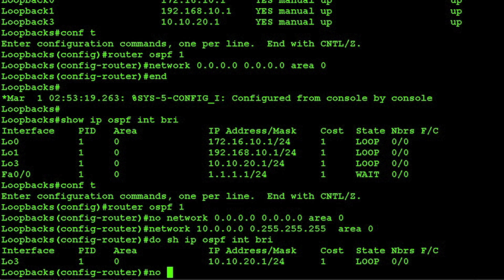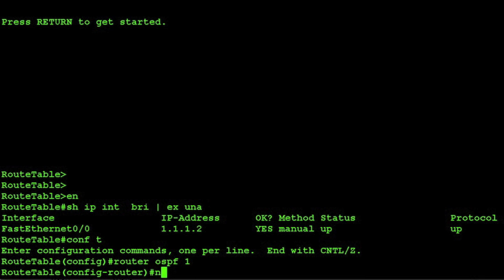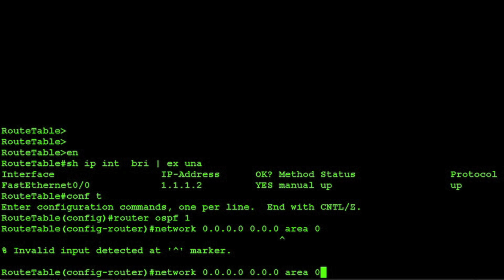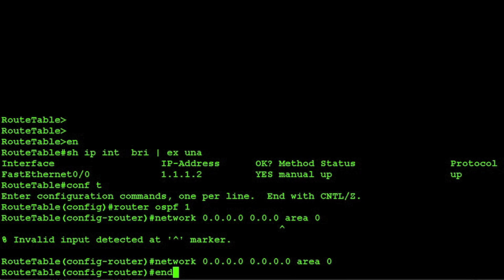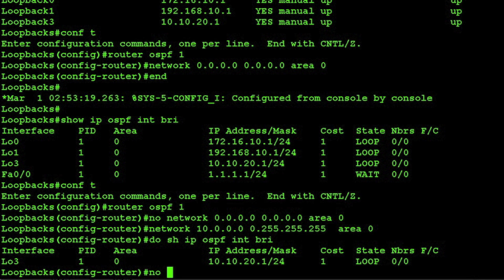So now on Route Table, let's configure the OSPF process as well. We'll just keep it generic. We'll say any interface configured on this device, and we know that we only have a single interface configured on this device. So FastEthernet 0/0 on Route Table is configured for OSPF operation. We placed the loopback 3 interface into OSPF.